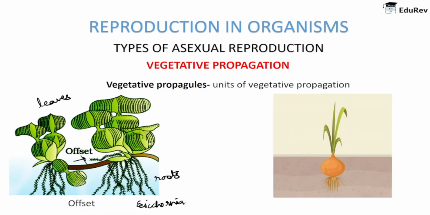Now next one are the bulbs. So bulbs have a layer or scales of dormant leaves. For example, in case of onion. So the main function of these bulbs is to store food during their period of dormancy.